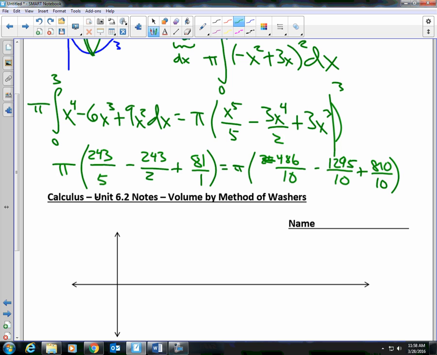Anybody get 486 minus 1290 or 1215 plus 810? Yeah, the 0 came from there, sorry. 81 pi over 10. Just make sure that's in your final answer.